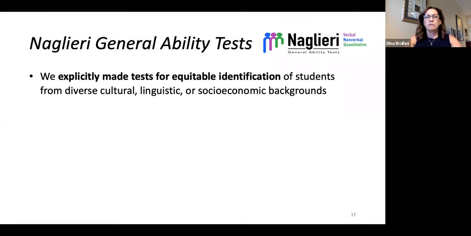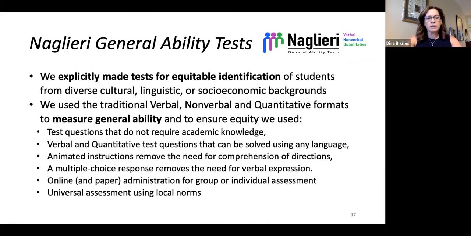So we explicitly made the test to seek equitable identification from students from diverse cultures, linguistic capabilities, or socioeconomic backgrounds. And what we did come up with was a way to measure verbal, nonverbal, and quantitative ability approaches to high ability in a format that requires a very limited amount of academic knowledge. And so these tests that we're going to share with you are items just to show you how this works. You'll see that the test items can be answered based on the way a child thinks regardless of whatever language they speak, because these tests have no words in them, yet they still measure ability as measured verbally and quantitatively in addition to non-verbally.